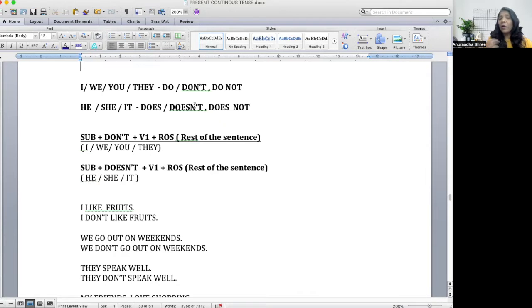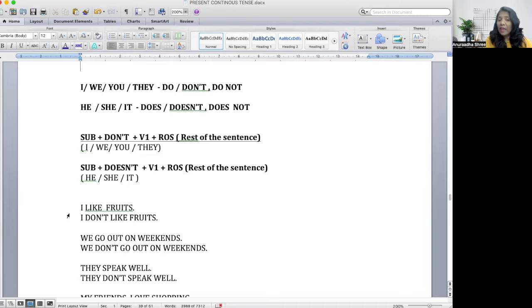Now let us see how we can make a negative sentence. It should start with a subject. When the subject is I, we, you, they, we need to use don't. And after don't, the next verb should be in the base form, the root verb, that's V1, and then the rest of the sentence. When the subject is he, she, it, you're supposed to use doesn't. Still, you have to use a verb in the first form and then the rest of the sentence.